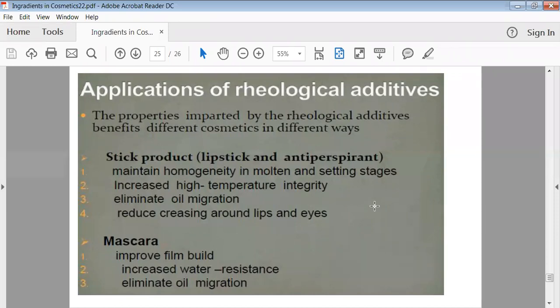So in all these preparations, they have a dynamic role in maintaining the integrity of your product, because in lipsticks and antiperspirants, when we are applying them on your skin, a particular amount of that material should stick on your skin for a particular period. Without the addition of such kind of rheological modifier, we cannot maintain the required integrity of your product.